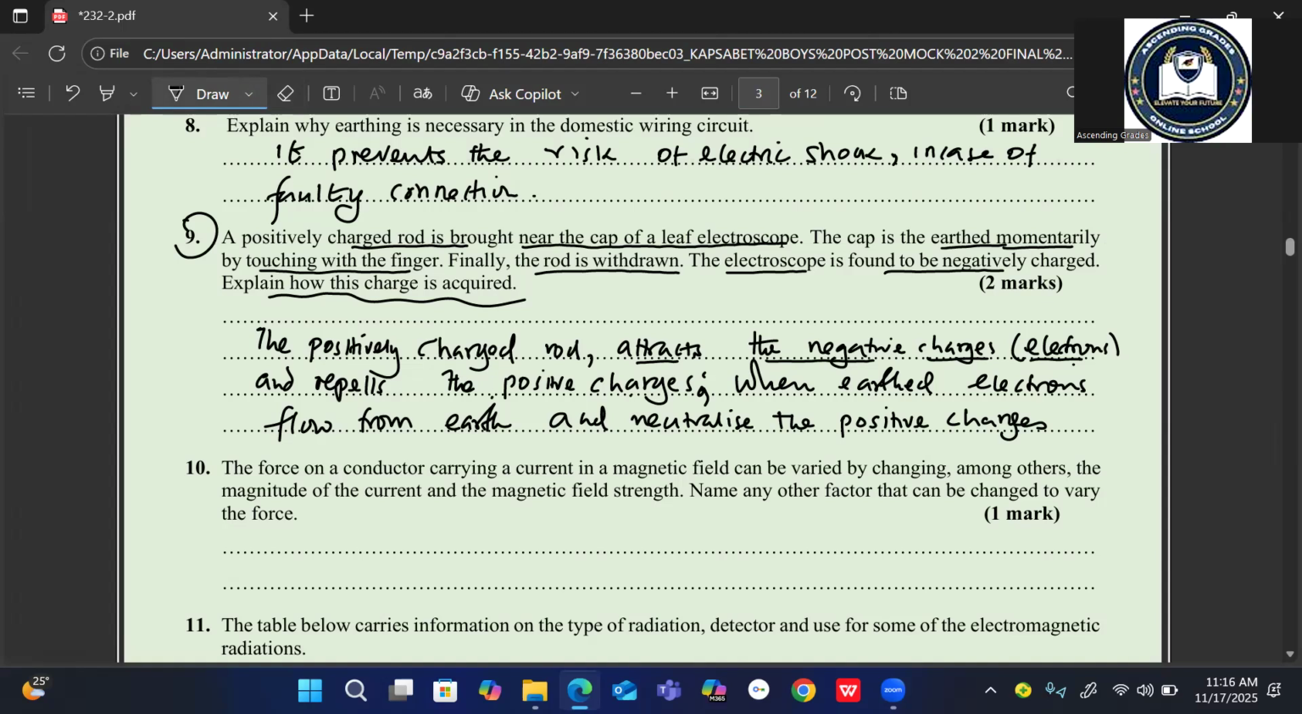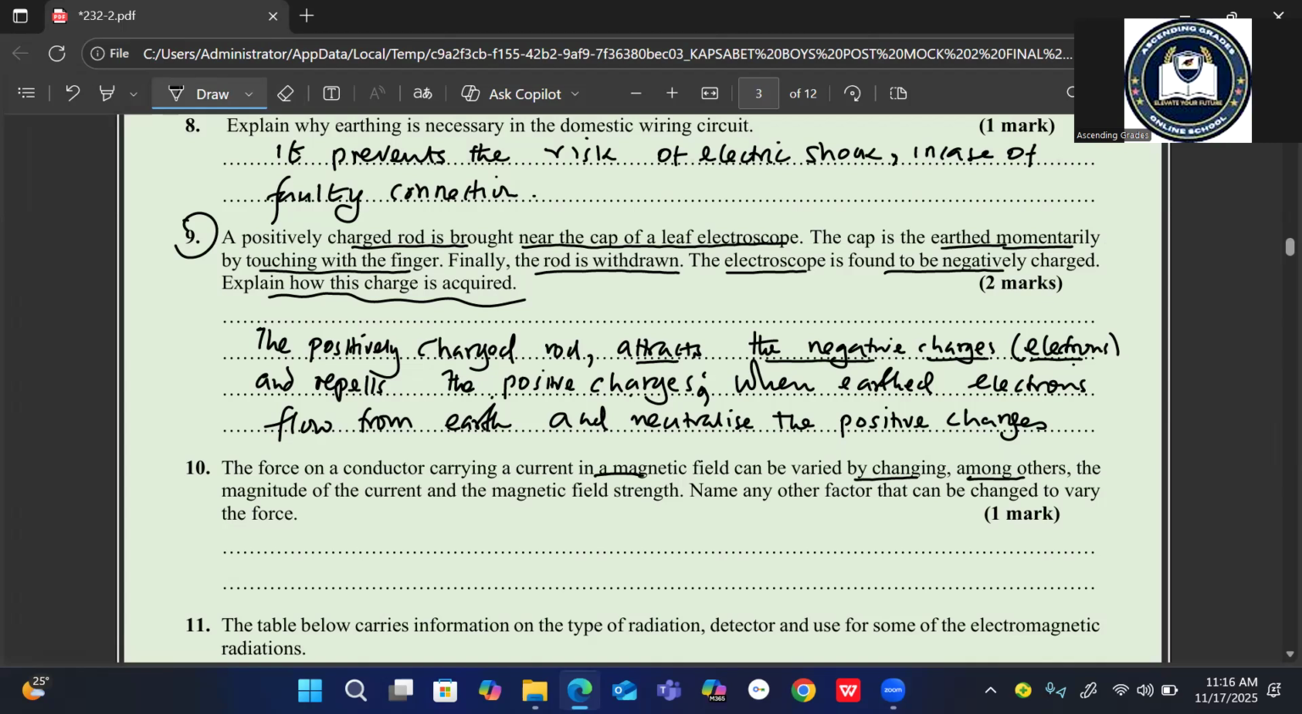The force on a conductor carrying a current in a field can be varied by changing, among others, the magnitude of the current and the magnetic field strength. Name other factors that can be changed to vary the force.